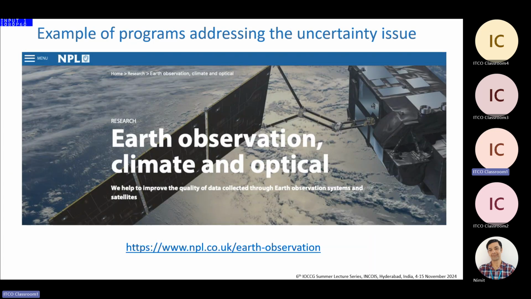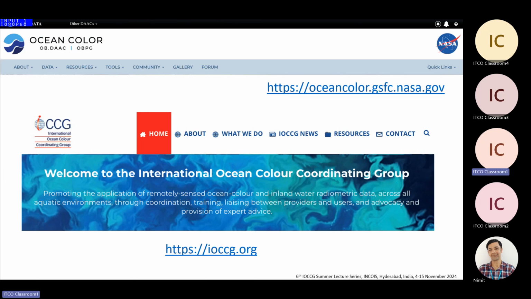Another example of a program doing this is the UK National Physical Laboratory, the UK NPL, which has always had a very strong role in all these programs. And of course, the Ocean Color Web and the IOCCG website are where you can find all these protocol documents. Basically, everything you need to really understand all that stuff is on these two websites.